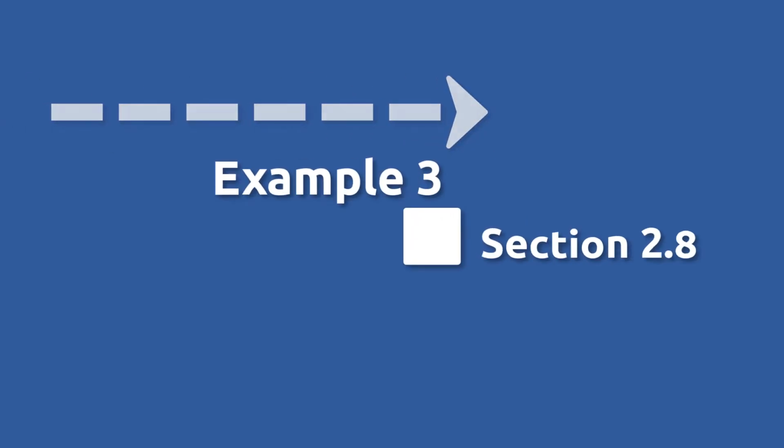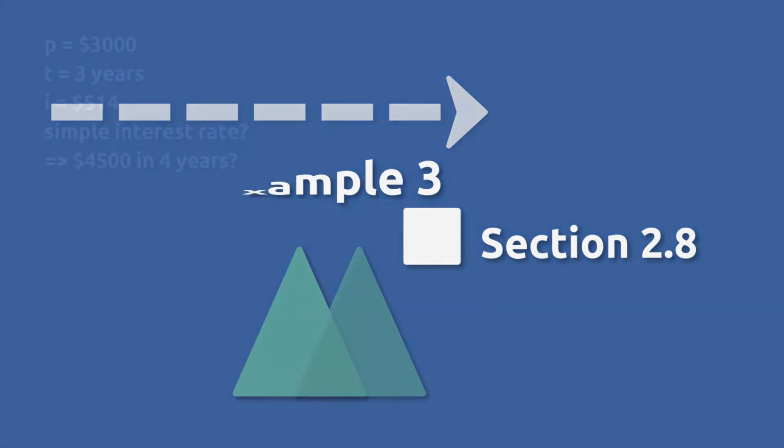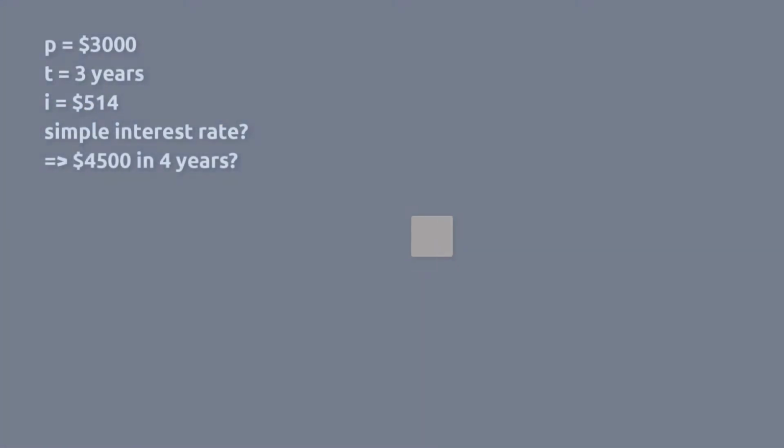In example 3, we are told that Jacqueline invests $3,300 for 3 years and earns $594. And we're asked to find the simple interest rate. Additionally, we're asked if her goal is to reach $4,500 after 4 years, will she make her goal at this rate? So first off, our first step is we want to find the simple interest rate.